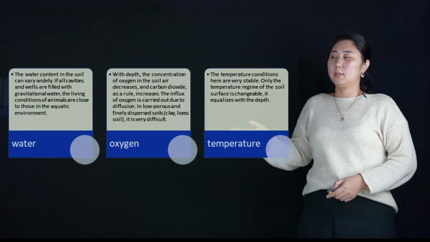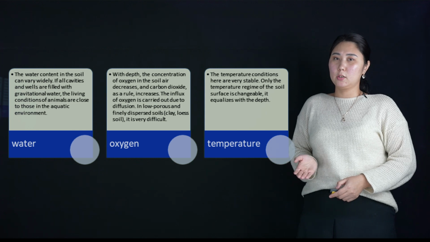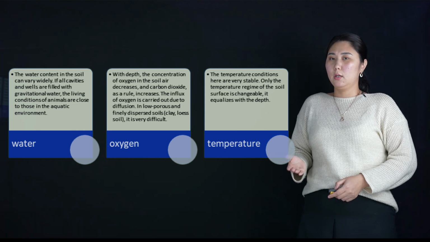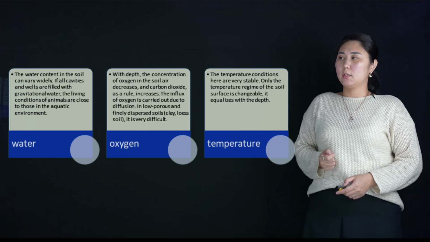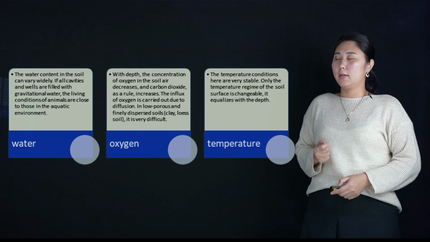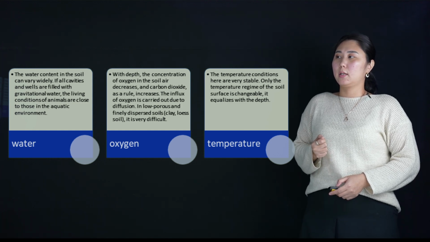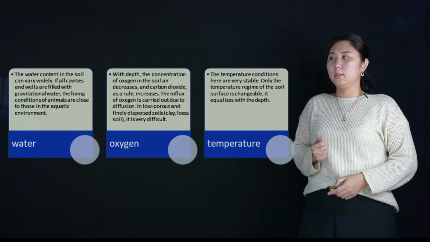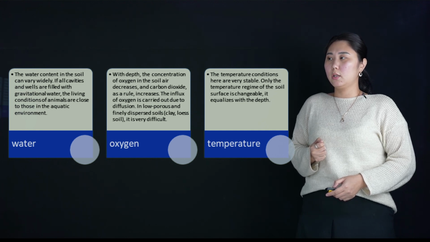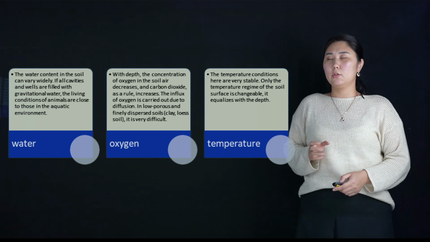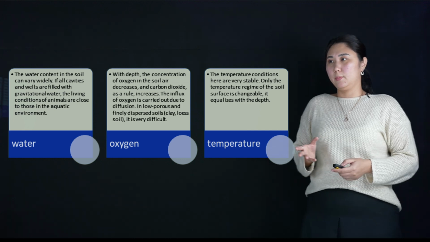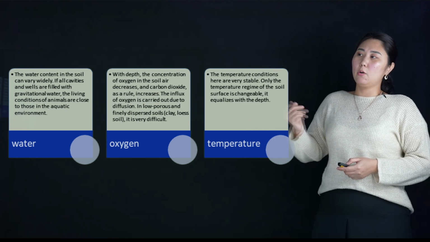These are the factors which influence the soil habitat. First is the water. Water content in the soil can vary widely. If cavities and wells are filled with gravitational water, the living conditions of animals are close to those in the aquatic environment.